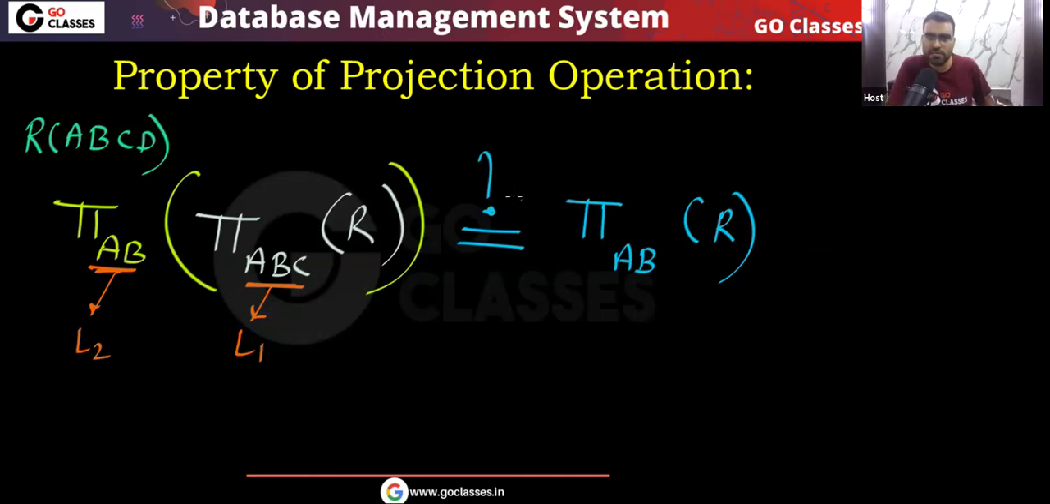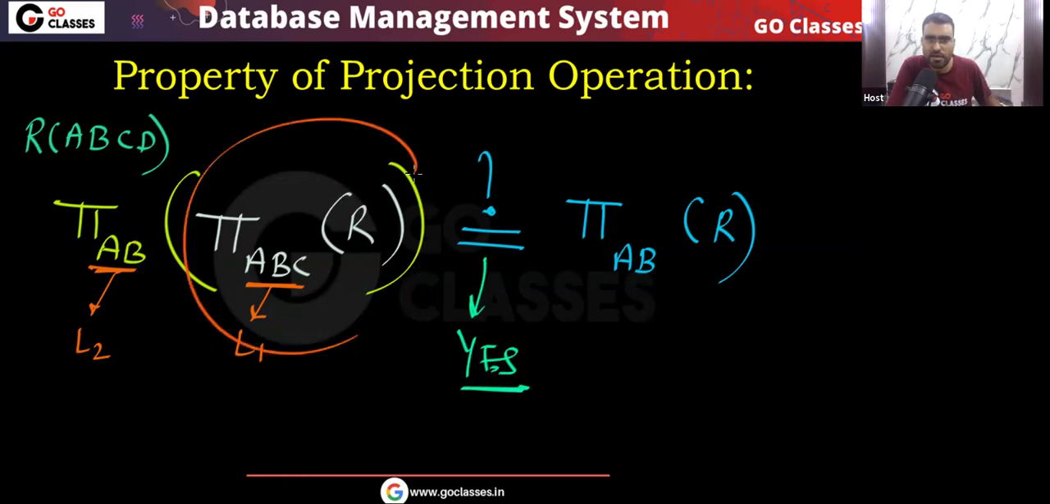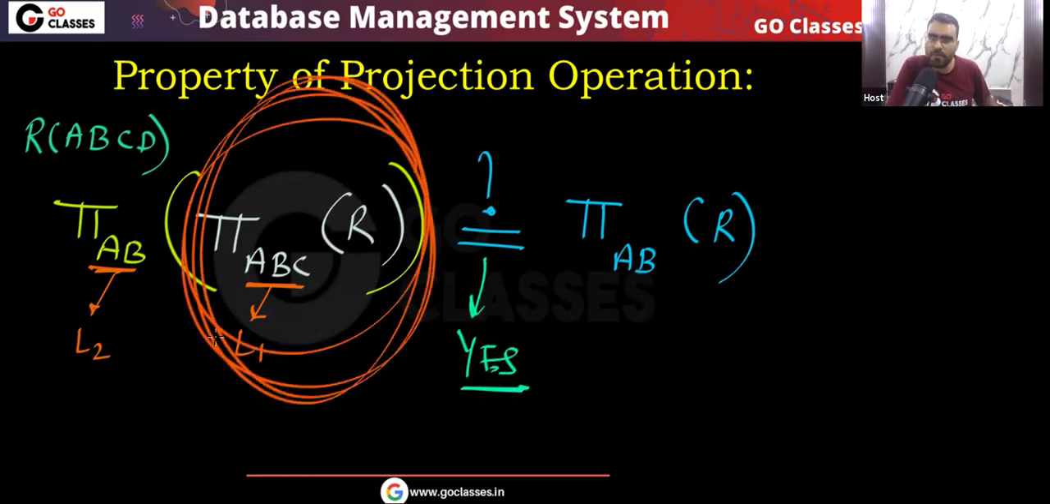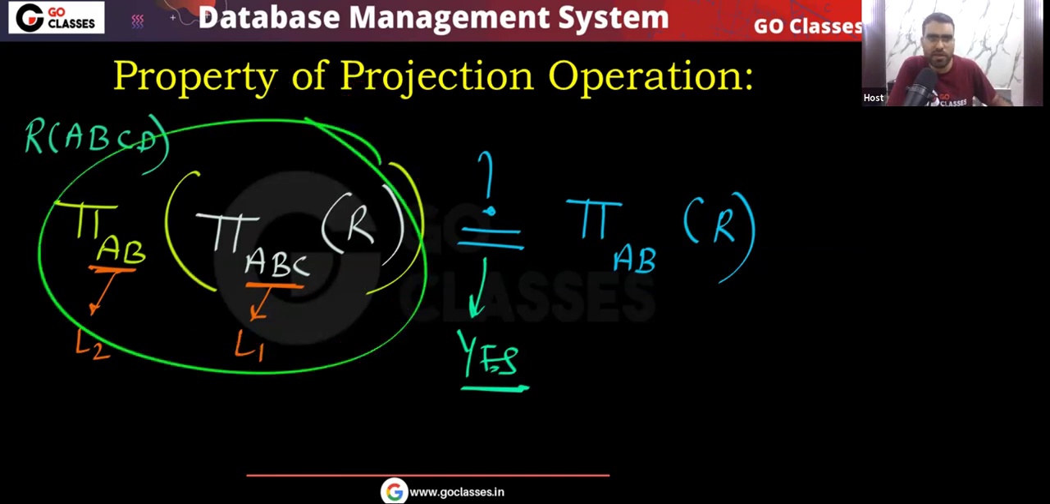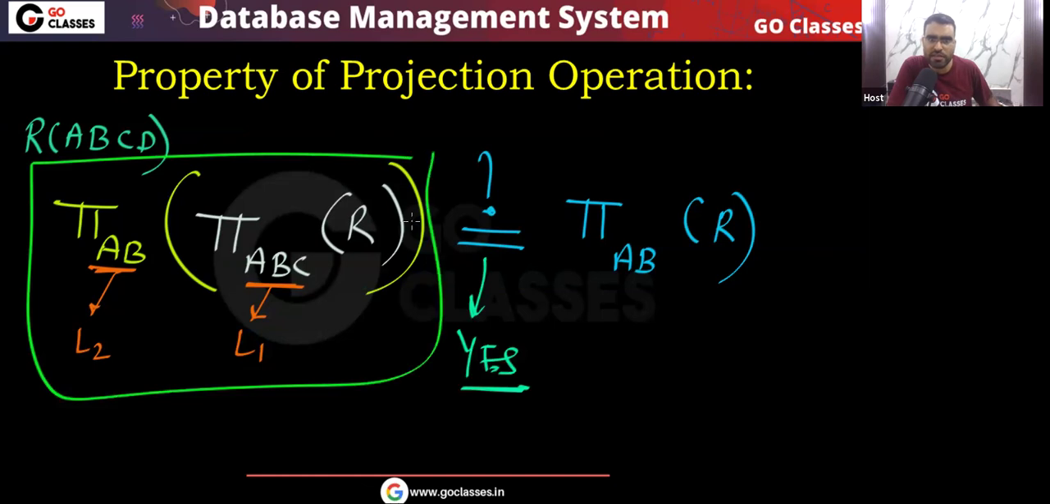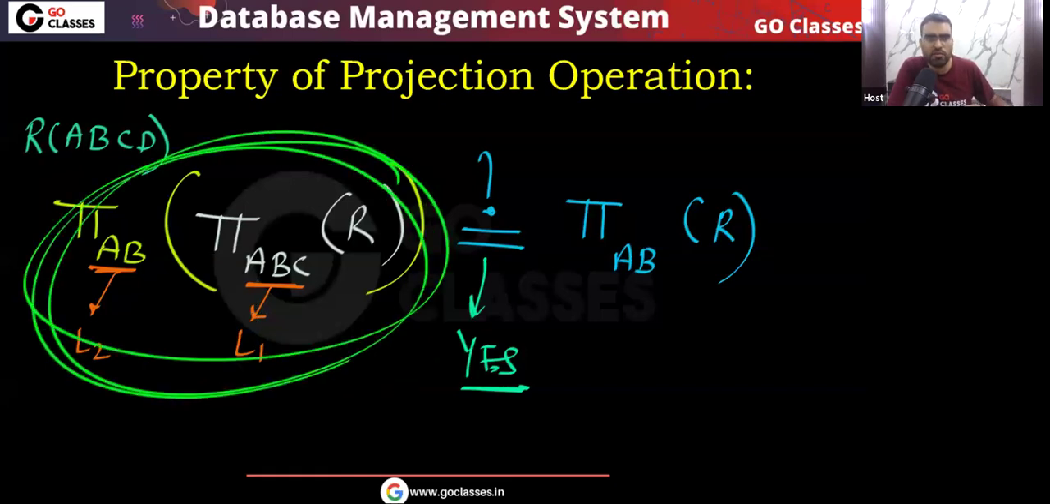The answer is yes. Just think about it. Why? See, first I'm projecting ABC. Here I will get ABC. Then I will get AB. Overall, ultimately, what are you getting? Tell me, finally, what are you getting? Finally, we are getting all the tuples of AB.